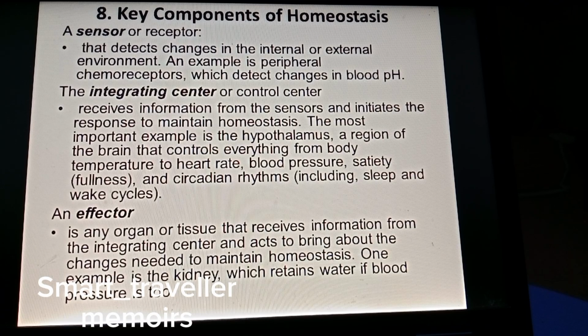An effector is an organ or tissue that receives information from the integrating center and acts to bring about the changes needed to maintain homeostasis. One example is the kidney, which retains water if blood pressure is too low.